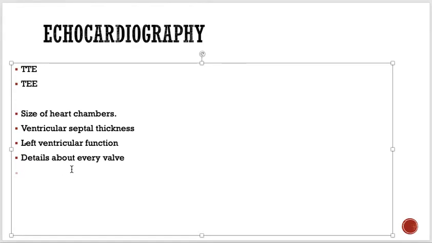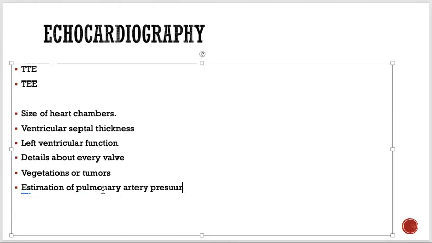We can also catch vegetations. For example, in infective endocarditis, I told you there are vegetations on the heart. We can also catch tumors. That's why echocardiography is very useful in patients with infective endocarditis. And one more thing is that we can estimate pulmonary artery pressure by echocardiography.